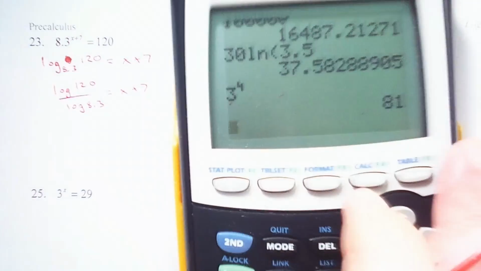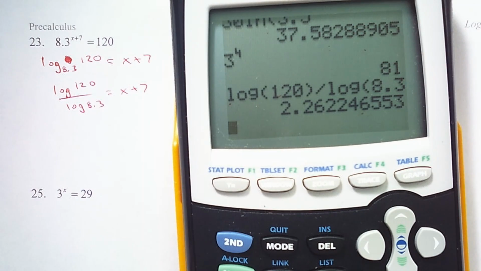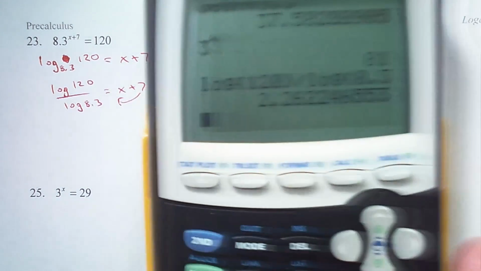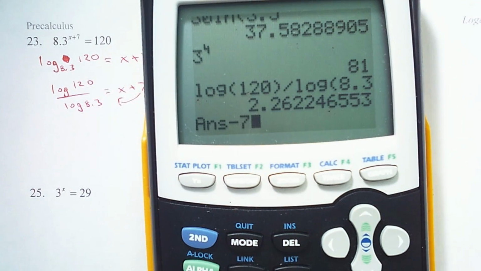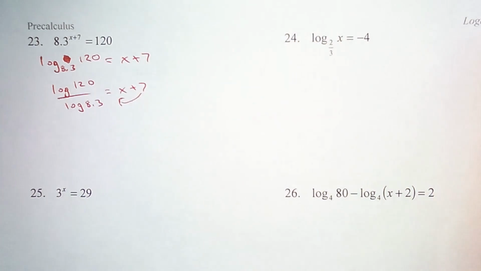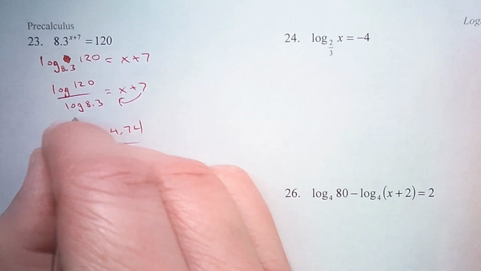equals x plus 7. So that's log 120 divided by log 8.3, and we have 2.62. We're also going to move this over, so minus 7, and we get negative 4.74. So x is negative 4.74.